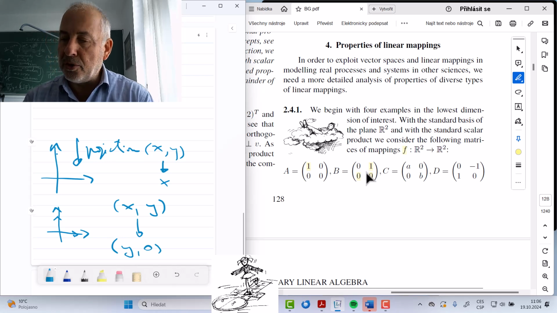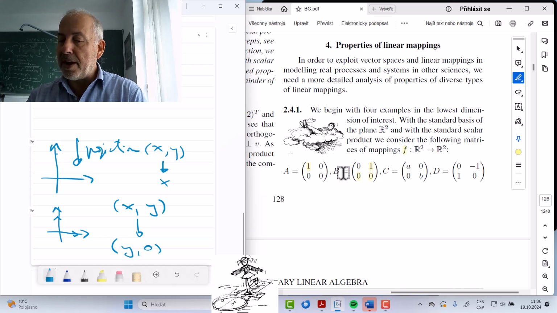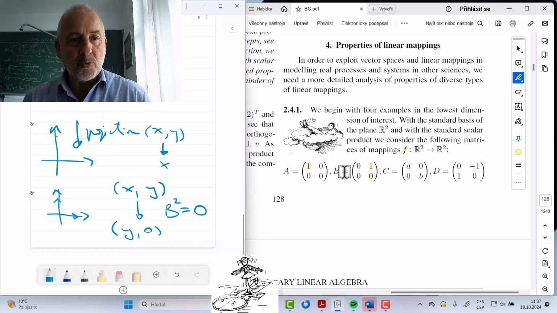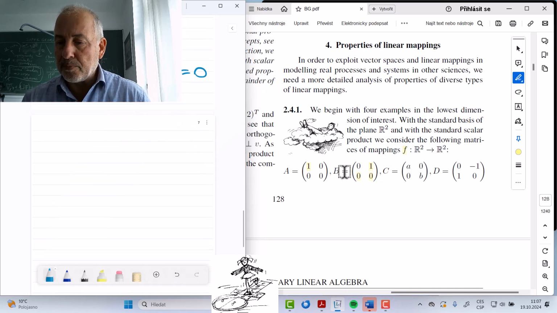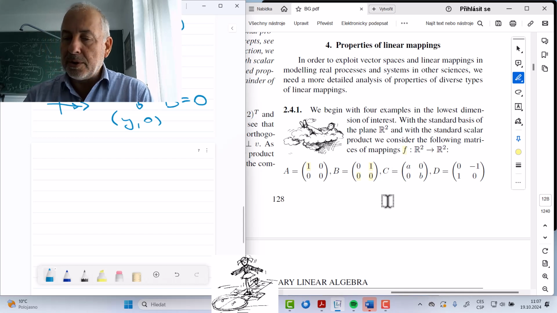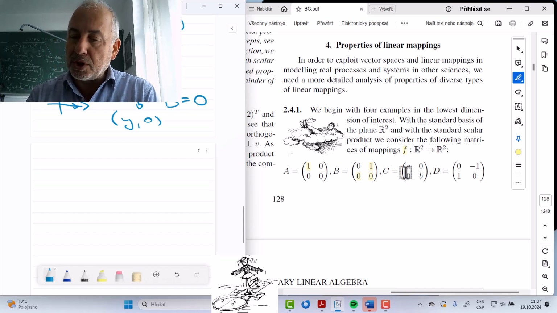Because if I do A squared, it's a projection, so A squared will be the same as A. Whereas if I do B squared, then I get 0. Well, let's go on. Let's move to C. So what does C do? C is something we understand best. A was a special case of C, but what is C?